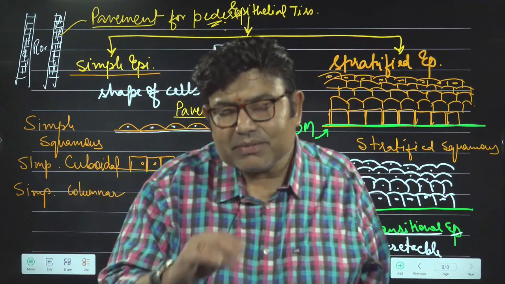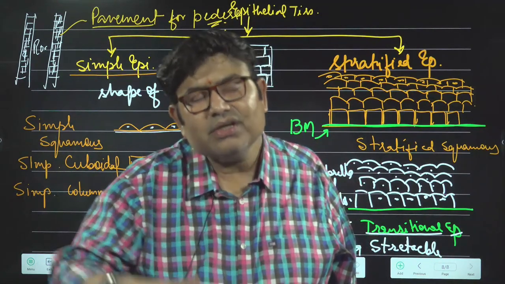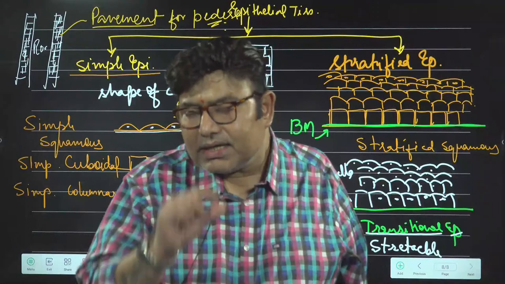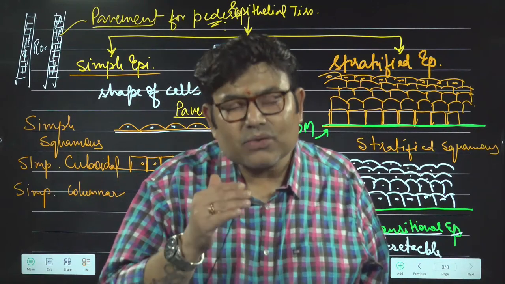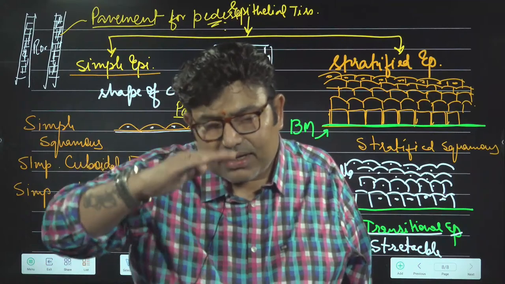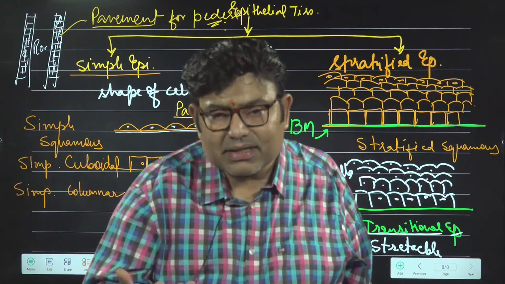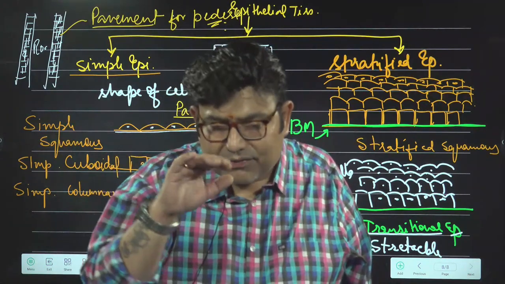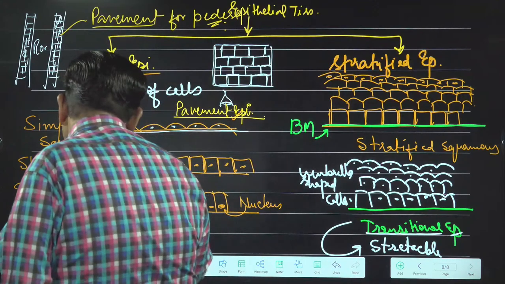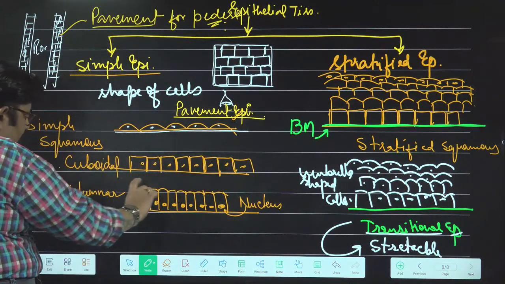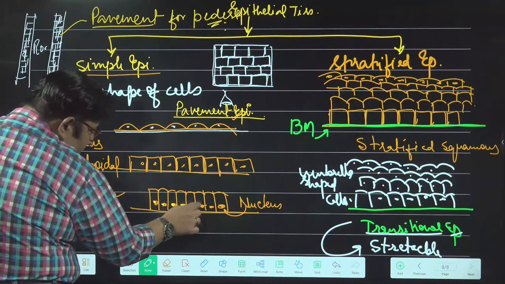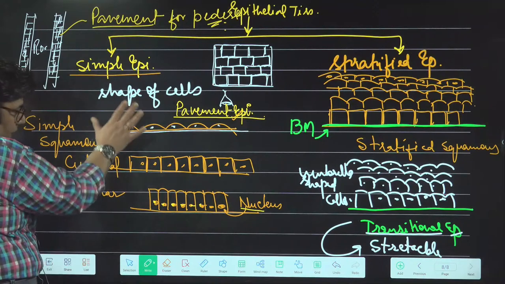We'll come to that. Right now, I'm just telling you why the pavement term is used for the simple squamous, okay? The cells look like the tiles on a floor. They are flat cells, and that is called simple squamous. In the compound epithelium, when we say stratified squamous, it is not that all the layers have squamous cells. Only if the top layer of cells is squamous, then also we call it stratified squamous. Make sense? Simple cuboidal cells are cube-like, simple columnar cells are tall and pillar-like with a basal nucleus. Nucleus is towards the base. I hope I have explained all these things.